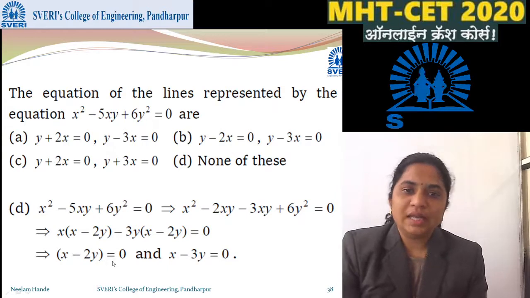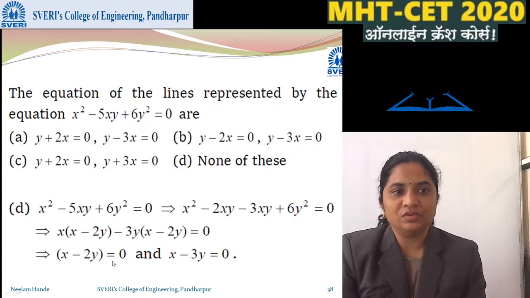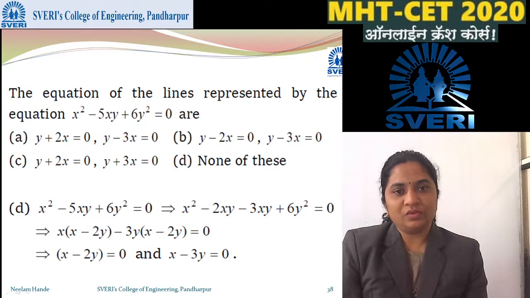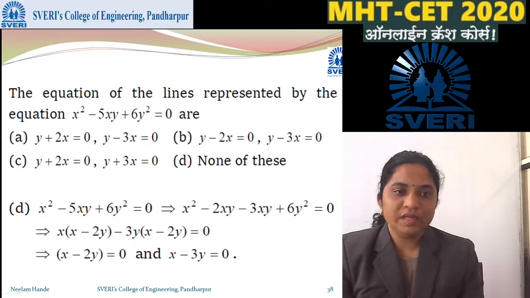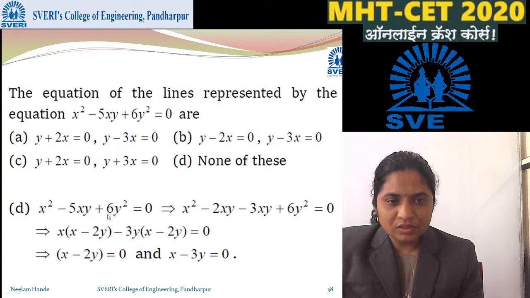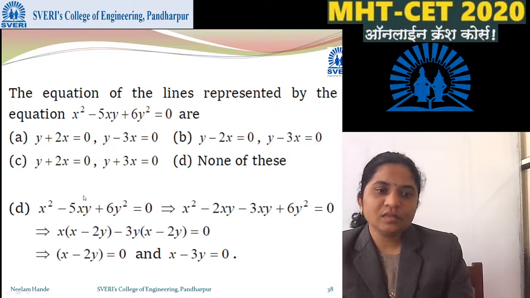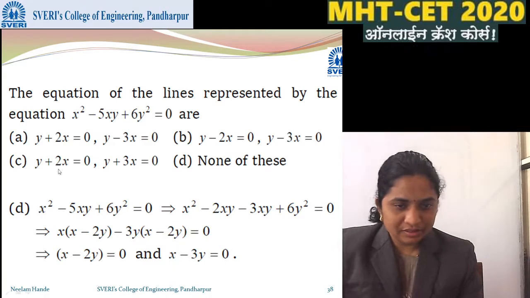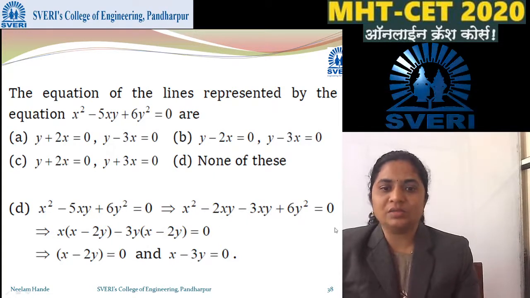Next, the equation of the lines represented by the equation x square minus 5xy plus 6y square equal to 0 are. Again, this is a combination of two pair of straight lines, so we'll try to separate it. We'll first see whether you can factor 6 in minus 5. Yes, minus 2 minus 3. So we factor this as x square minus 2xy minus 3xy plus 6y square.